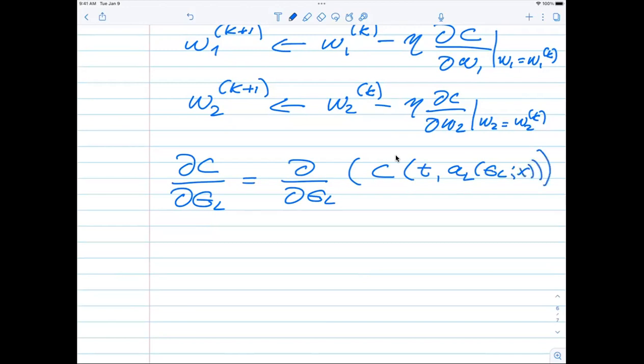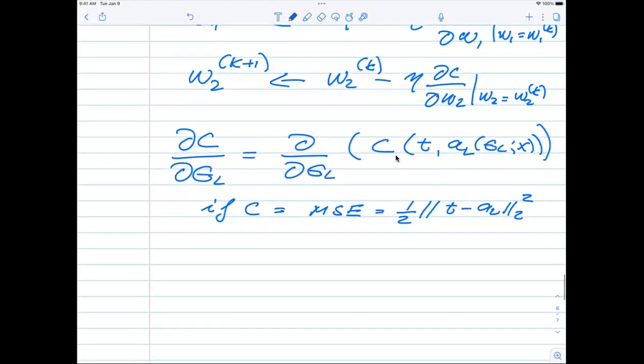So when I calculate the derivative, depending on what type of function I have, if C is equal to the mean squared error, which we now put equal to 1/2, and I write it in vectorized form like (t minus A^L) squared, then what we get is that this dC/dtheta^L is equal to the derivative of the cost function, and then we get a minus, and then we have a t here, minus A^L.